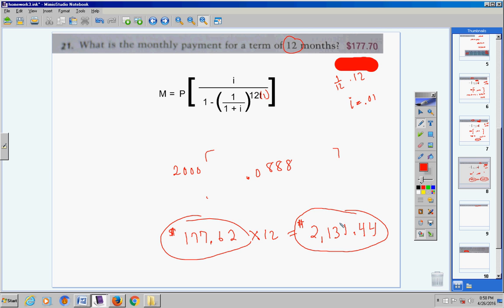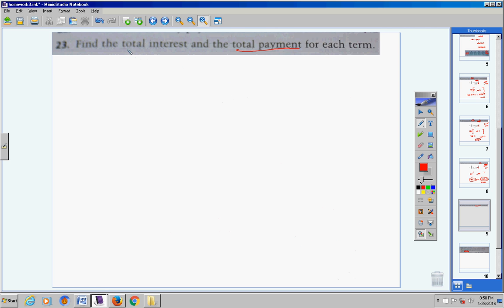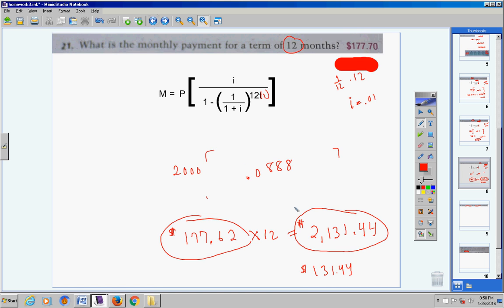Now find the interest where you borrowed 2,000. So subtract 2,000 from this, and you're left with 131.44. That's going to be your total interest. So here's your interest that you paid right here, and here's your total payment that you made over the course of 12 months. Okay, let me check the answer key real quick. Yeah, we're off a little bit like usual, but definitely close enough.